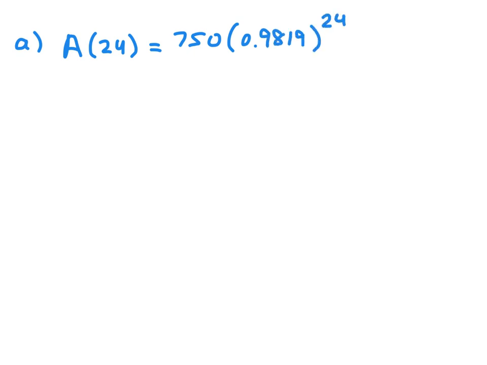For our first question, we're looking for the amount of the substance remaining after 24 hours. In other words, we're looking for the value of A of 24. In order to compute A of 24, we're simply going to replace t in our model with the number 24. So we have 750 times 0.9819 raised to the 24th power.